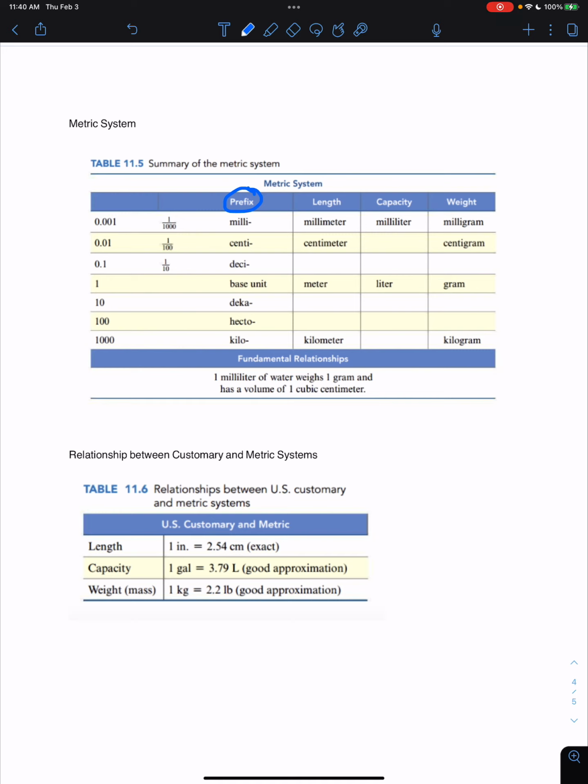of system. So here in the center, we have all the base units for length, meter, for capacity, liter, for weight, gram. And then what we do is, depending on if we have a smaller item that we're measuring or a larger item that we're measuring, we can add these different prefixes. And it's all based on the decimal system.